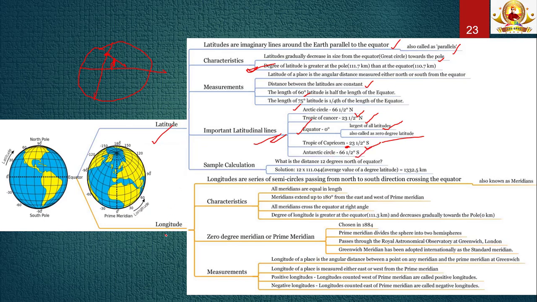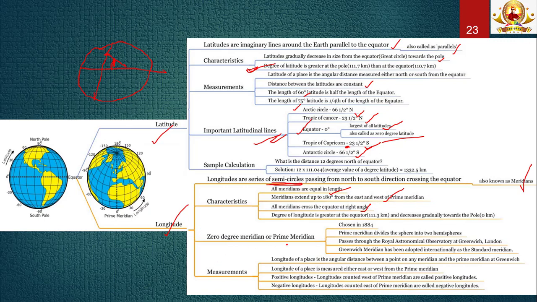Then we studied longitude. Longitudes are a series of semicircles. Remember I told you that two longitudes will make one circle. They are passing from north to south direction, crossing the equator, and they are also called meridians. All meridians are equal in length as we saw, but they meet at the pole. Meridians extend up to 180 degrees east and west of the prime meridian. All meridians cross the equator at a right angle, correct? They are all crossing the equator at a right angle.